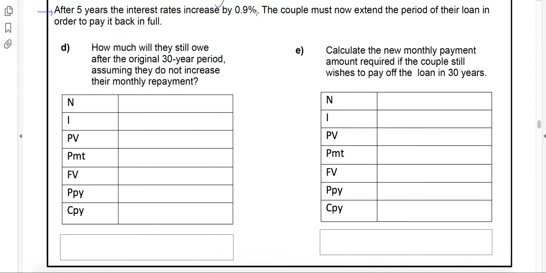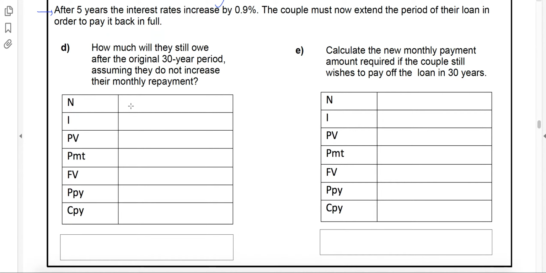Keep in mind this wouldn't actually happen with the bank. When an interest rate goes up, they will make you pay more on your payment just so that you do pay it off in that original loan term. They don't want you getting to 80 years old and still owing money on your house. They want you to still pay it off in that time period.